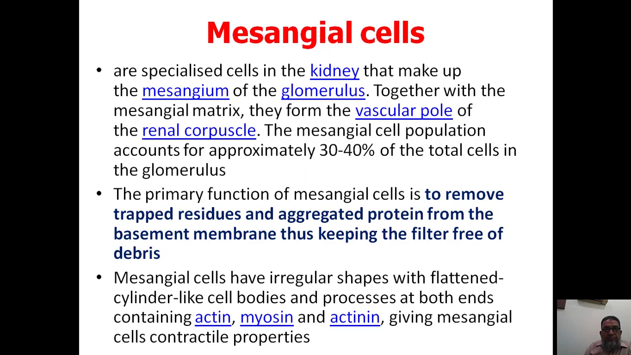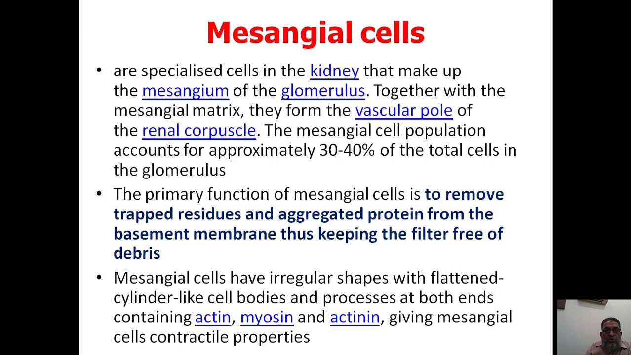Now, what are the mesangial cells? They are specialized cells in the kidney. They make up the mesangium of the glomerulus. They are present in the vascular pole of the renal corpuscle, making up 30 to 40% of total cells in the glomerulus. So the majority of the cells within the glomerulus are mesangial cells. The primary function of the mesangial cell is to remove trapped residues and aggregated protein from the basal membrane, thus keeping the filter free of debris.